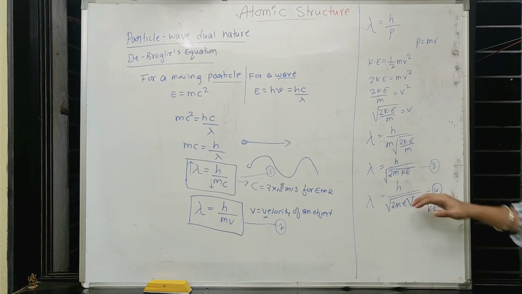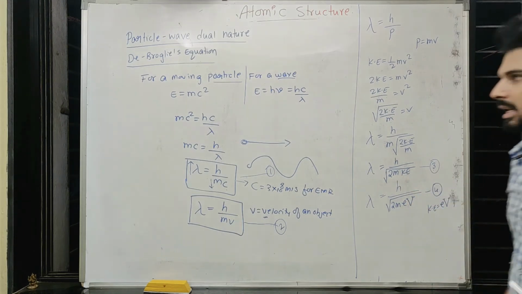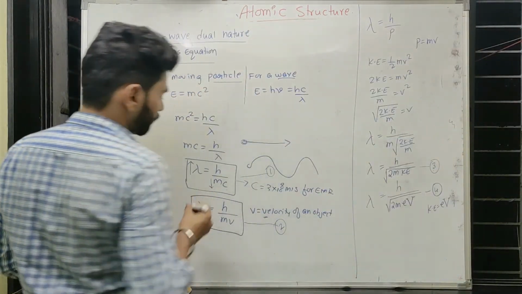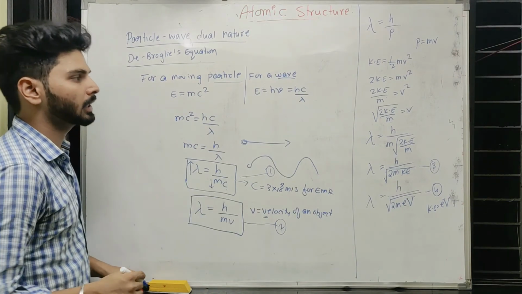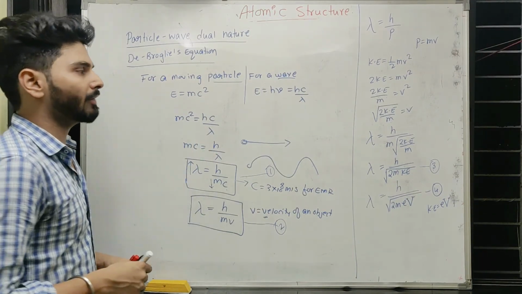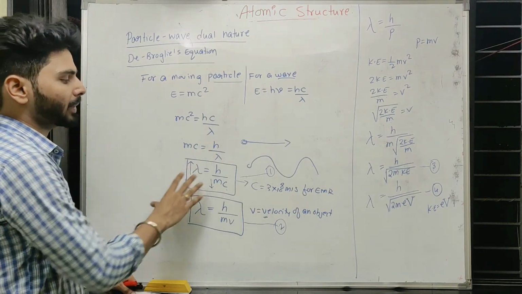So these different formulas we can use for wavelength, which largely indicates dual nature. I mean, as mass decreases, wavelength will increase, or vice versa. So both wave as well as particle nature can be explained based on this.